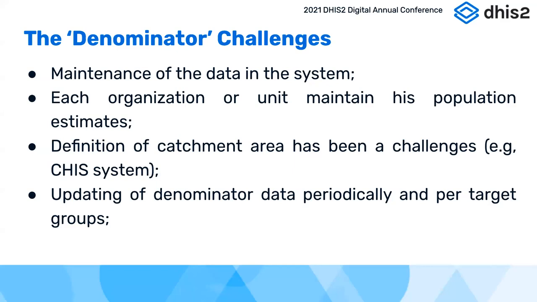The other challenge is about this maintaining. We did find this situation in some countries, for example in Guinea-Bissau, where each organization or unit or program maintains its own population estimates, and they don't have a specific agreement on the coefficient that can be used, for example, to estimate a population for the next year. So there's no agreement. That is also a challenge that keeps coming up. It also stops the system from responding to what we are expecting.